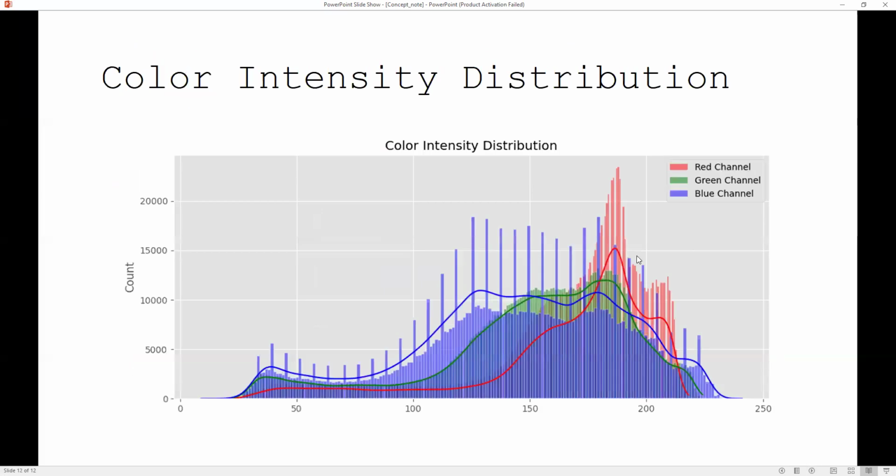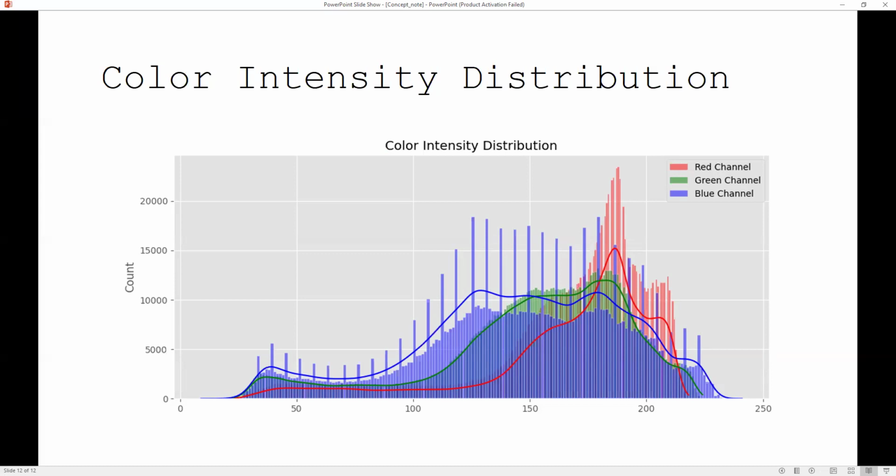Then when we look at the color intensity distribution, we are looking at the red, green, and blue. That's our RGB palette. So when we look at that palette, we are looking at the intensity of each of these colors in an image or in a pixel.